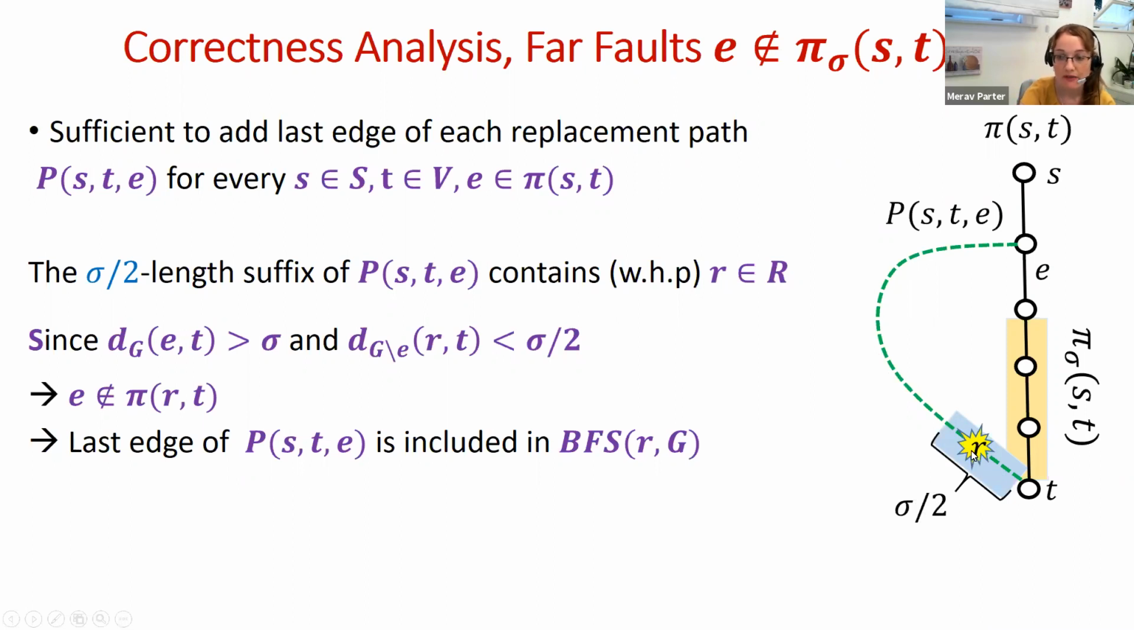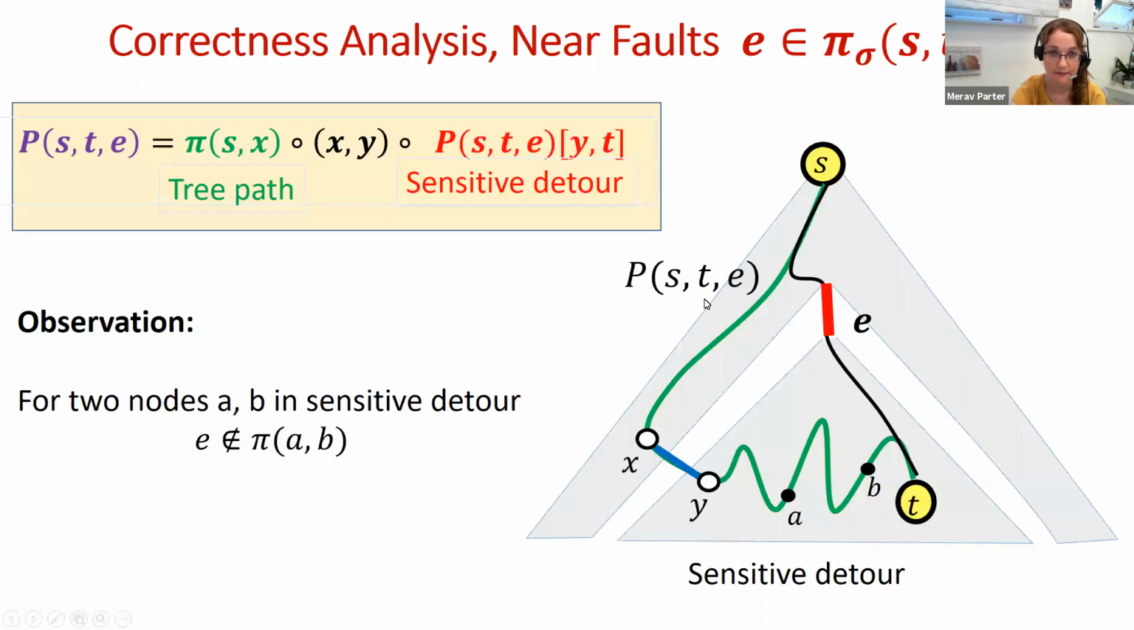So we have a sampled node R, a distance at most sigma over 2 from T, and because the edge E is far from T, we know for sure that the shortest path from R to T in G is free from the failing edge. So the last edge of this replacement path was just added by the BFS tree that we added with respect to this sampled node R. So this was the far fault. This is the easy case.